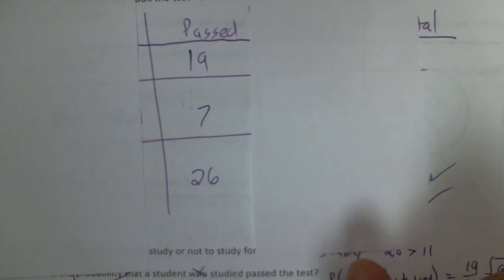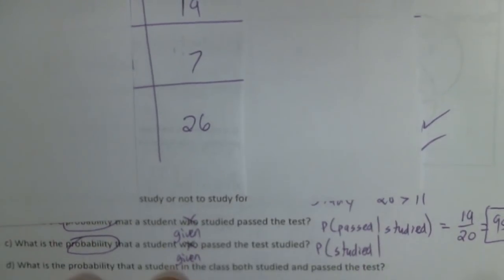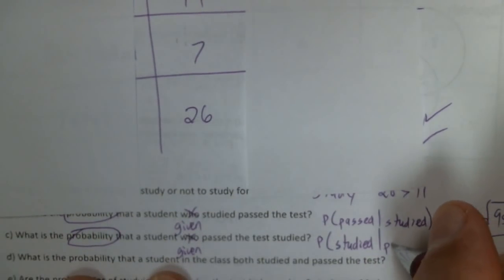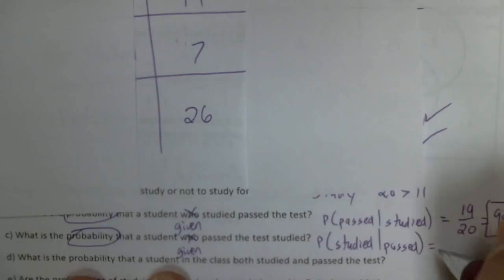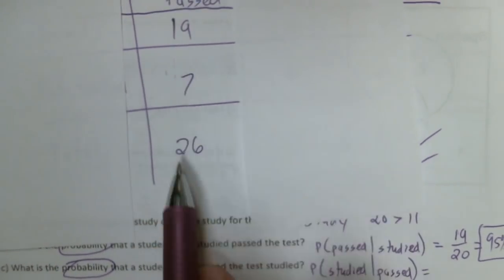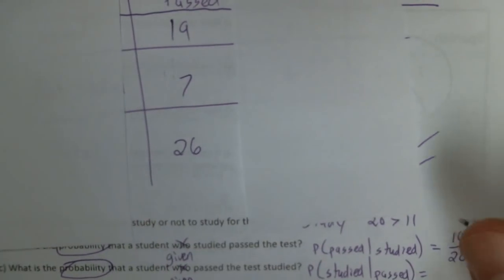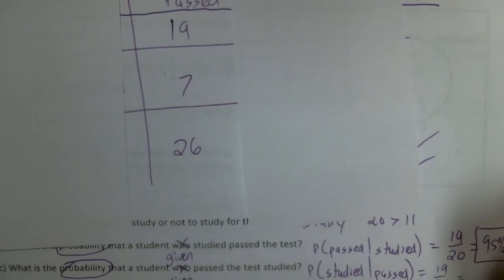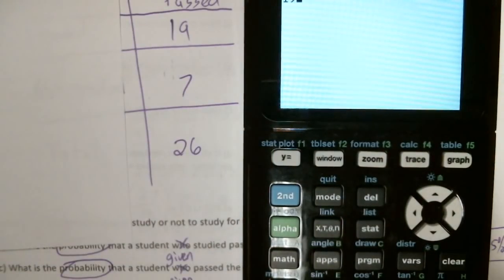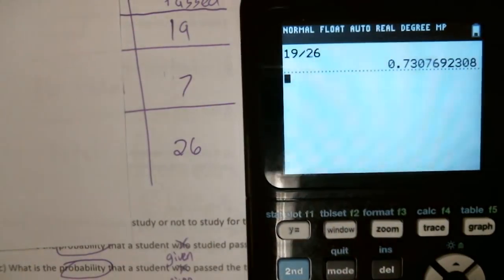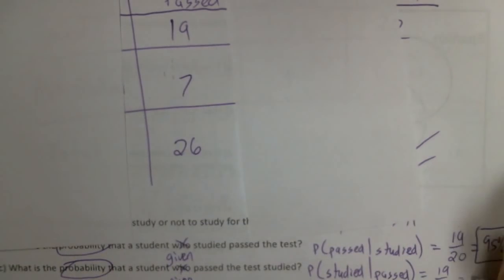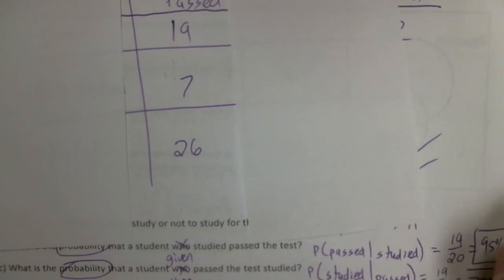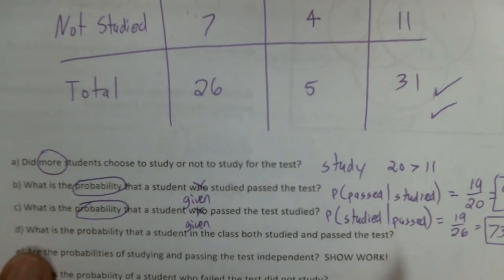Okay, so this would be the probability of studied under the condition that they passed. And that's going to be the 19 out of the 26 number. And that comes out to be 19 divided by 26. That comes out to be 73.1%. Or we can just round that to 73% this time. That's fine. Okay. Sorry, I know it's kind of hard for y'all to see all this at once.